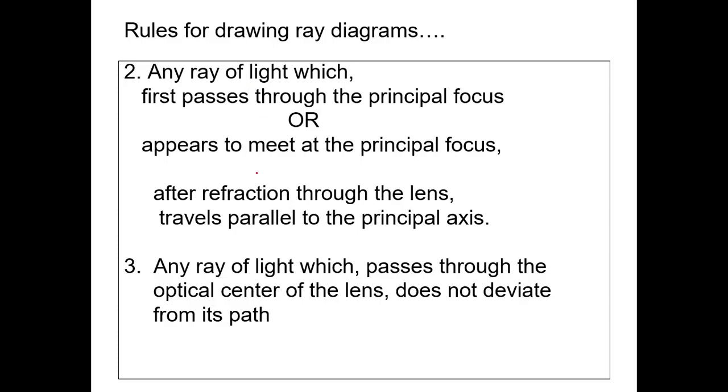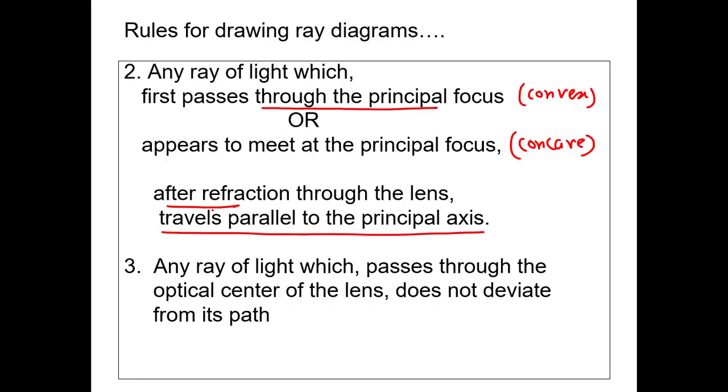This rule is for rays which emerge parallel. So they come out parallel after refraction from the lenses. So how does that happen? Any ray of light which first passes through the principal focus. That means it actually passes through the principal focus. This is for convex lens. Or appear to meet at the principal focus. This is for concave lens. Then they will travel parallel to the principal axis after refraction.